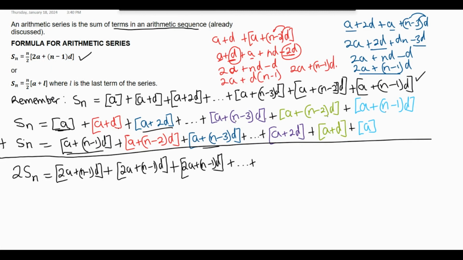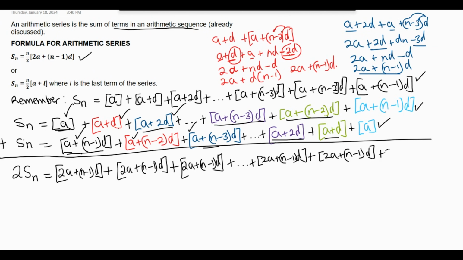Now if we're adding the purple ones, this one and this one, do you see that it's the same thing as this and this? It's going to be 2a plus (n minus 1)d. And plus, let's add the green ones. If you're adding this one and this one, it's just like adding the red ones, and remember they gave us 2a plus (n minus 1)d. And then the last ones, it's the same as adding the black ones there, and remember they gave us 2a plus (n minus 1)d.